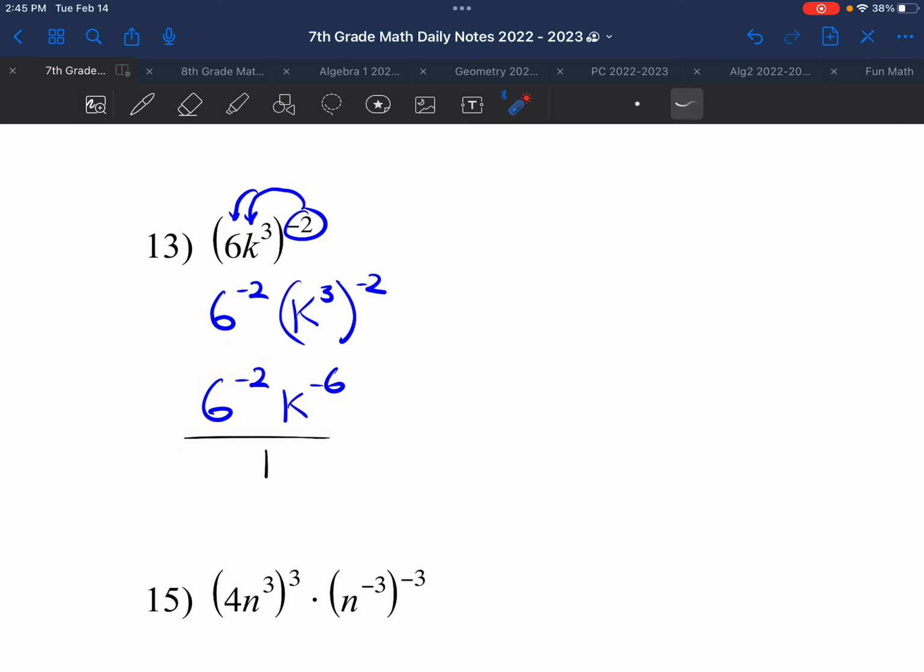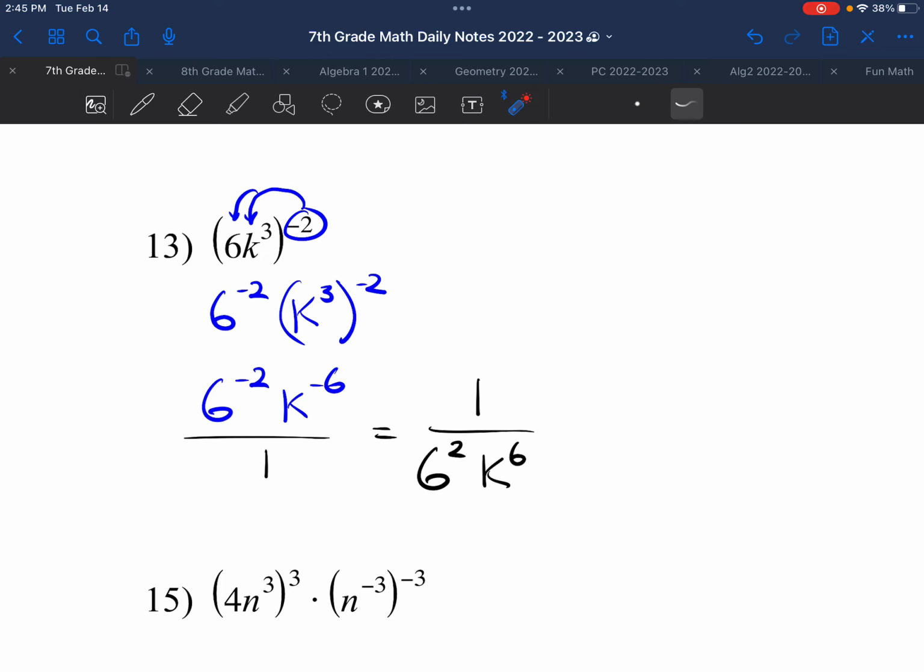We're going to flip. If I flip both of them down, what's left over in the top? Nothing. And if it's nothing, you assume it's going to be 1. So 1 is left in the top. In the bottom, this is now 6 to the, not to the -2, but +2. And this is k, not to the -6, but +6. And I'm basically done at that point.